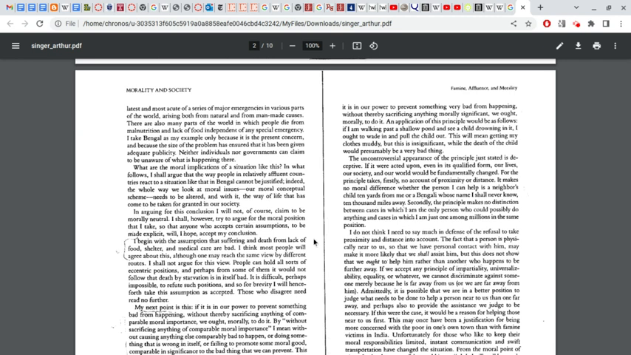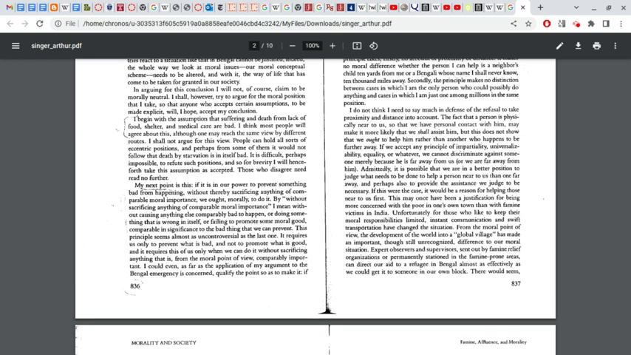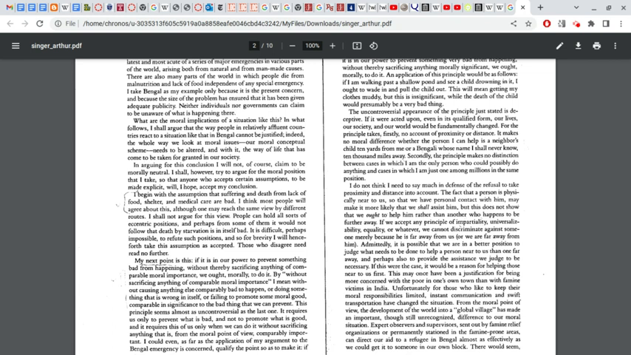And that comes, of course, on the third page, I guess, page 836, the third page of the reading, where he says in the middle of the page, "I begin with the assumption that suffering and death from lack of food, shelter, and medical care are bad." Of course, that's addressed to the particular issue having to do with world hunger and suffering and the kind of things that were happening in East Bengal, otherwise known as Bangladesh, in the early 70s.